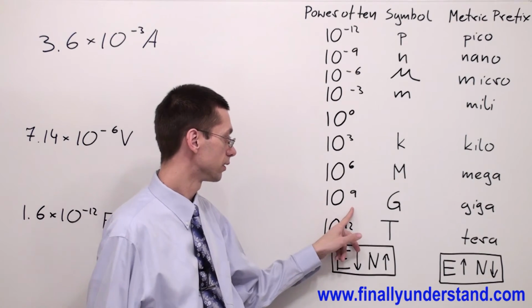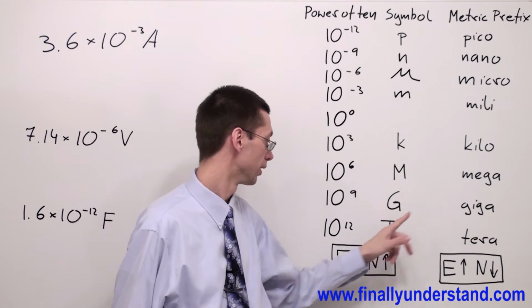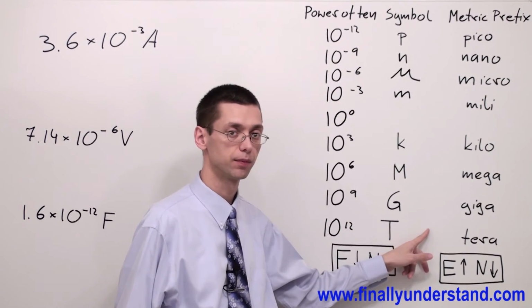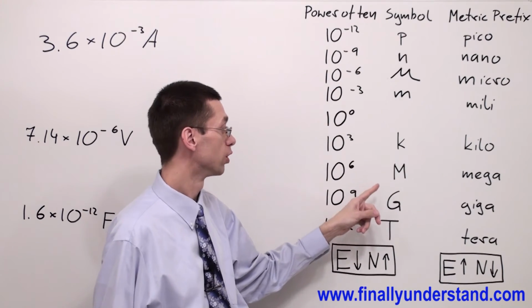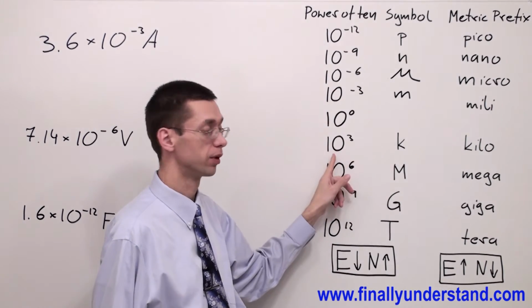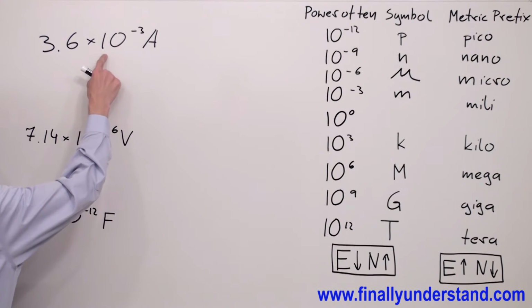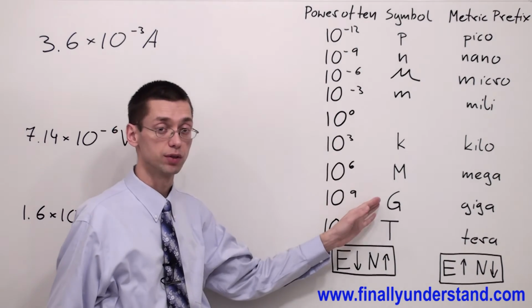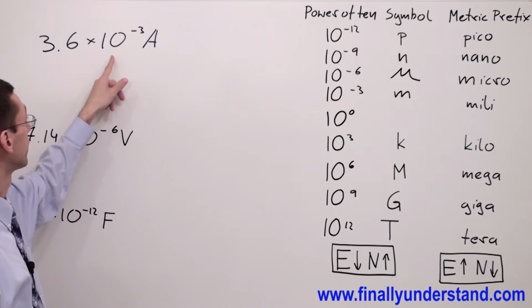10 to 9, capital G, stands for giga. And 10 to 12, T, tera. Keep in mind that you're supposed to be familiar with all these symbols and use the proper symbol for the proper power of 10. Let's take a look at these examples. We're supposed to replace the power of 10 by the proper symbol for this power of 10.